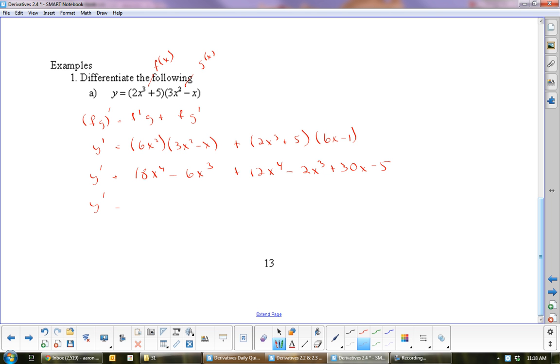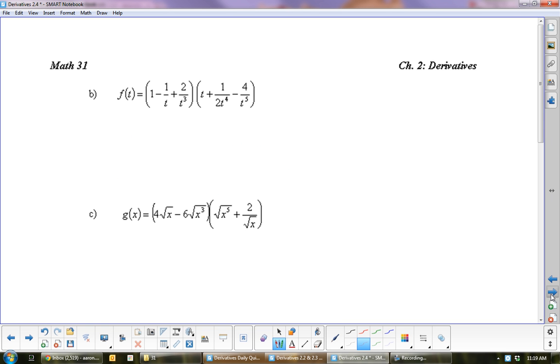So y prime equals 30x to the 4 minus 8x cubed plus 30x minus 5. So the other way, FOIL it out at the beginning, and then you can take the derivative, you'd get the same answer. Yeah, I probably would FOIL that one out first. But okay, so the next one.